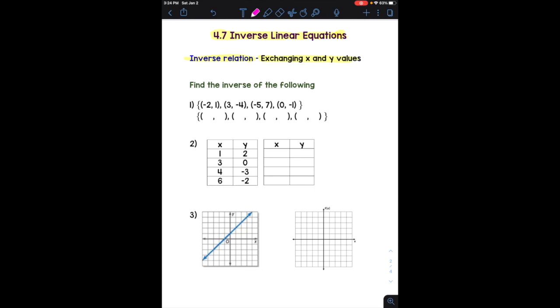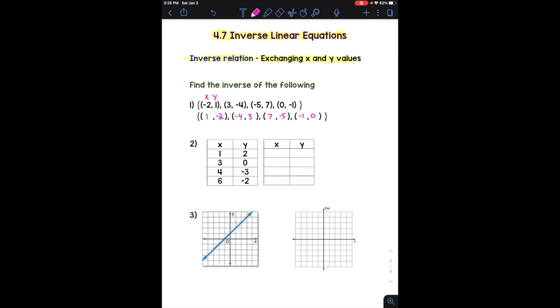So for problem 1, the relation is shown to us as a set of ordered pairs. For each ordered pair, to find the inverse, we're just going to switch the x and y value. Remember, the x coordinate is first and the y coordinate is second. So the inverse of the first ordered pair is (1, -2). We're just swapping their positions. The second ordered pair, the inverse would be (-4, 3), (7, -5), and (-1, 0).